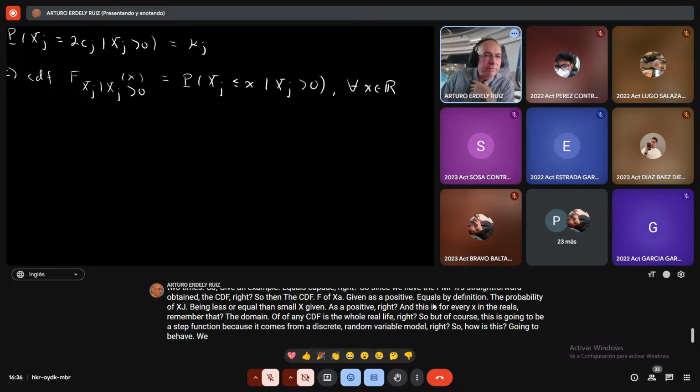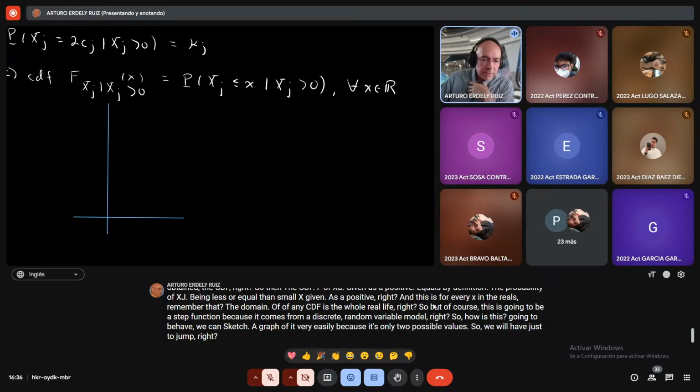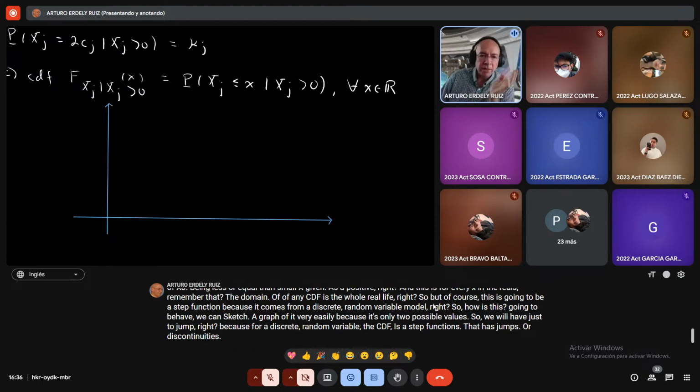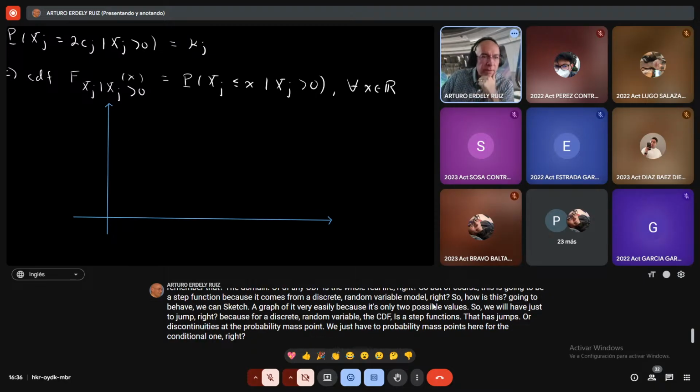We can sketch a graph of it very easily because it's only two possible values. So we will have just two jumps, right? Because for a discrete random variable, the CDF is a step function that has jumps or discontinuities at the probability mass points. And we just have two probability mass points here for the conditional one, right?